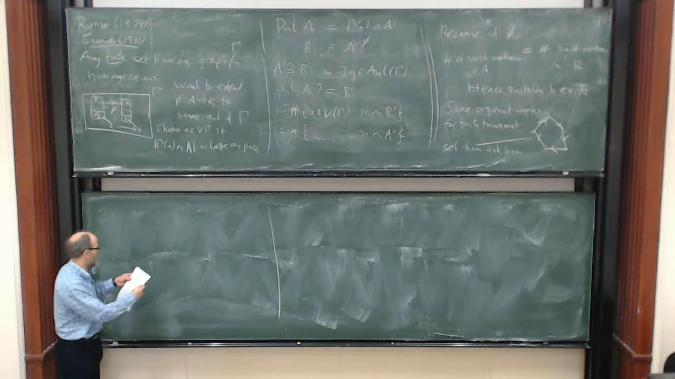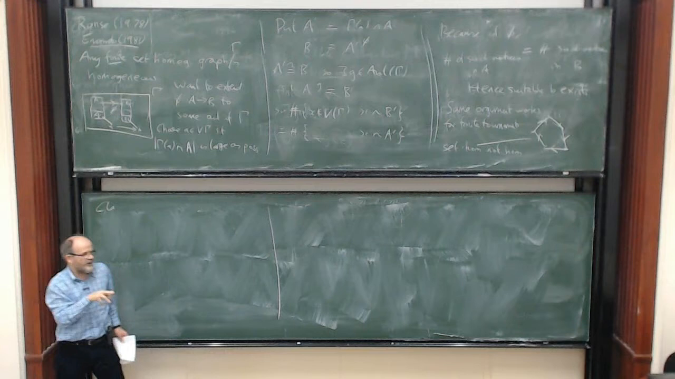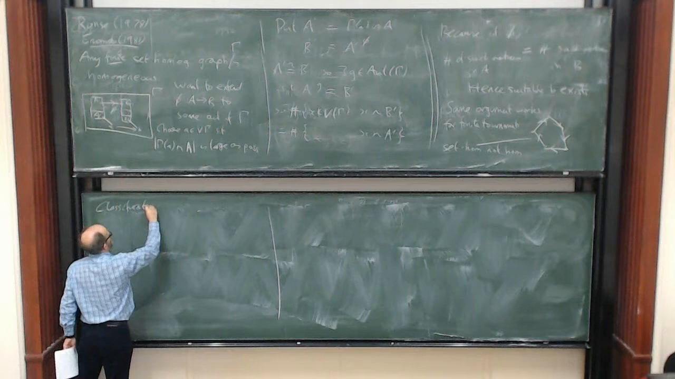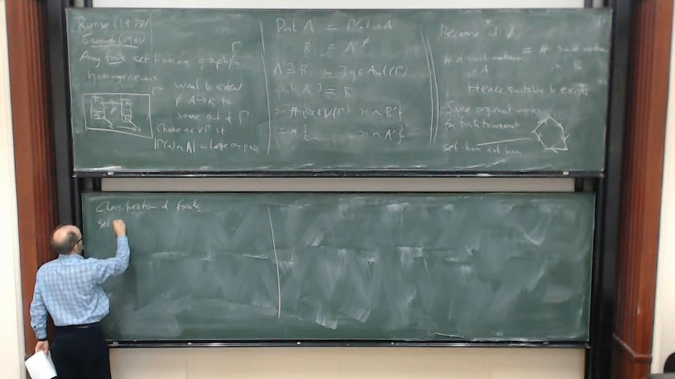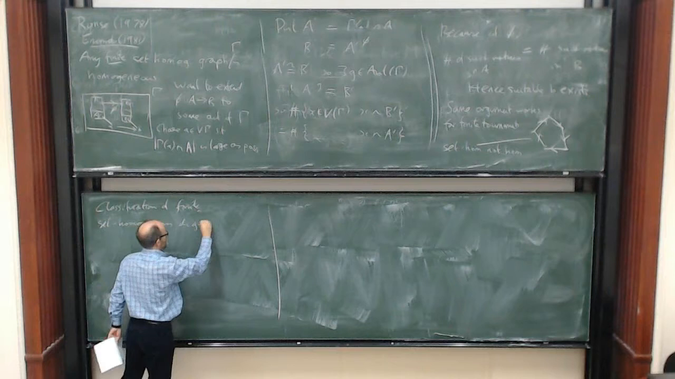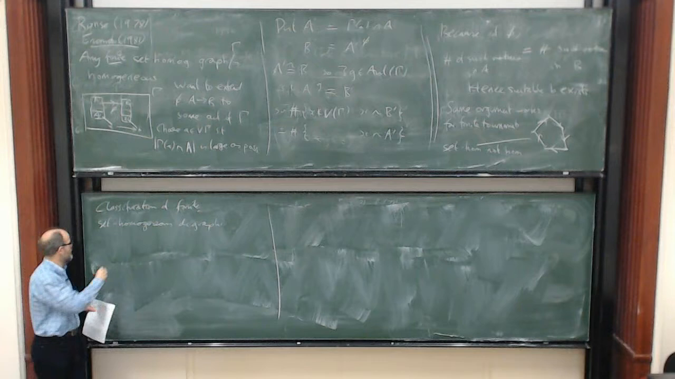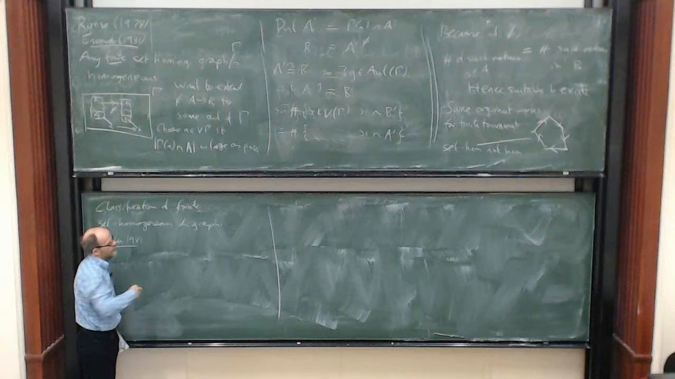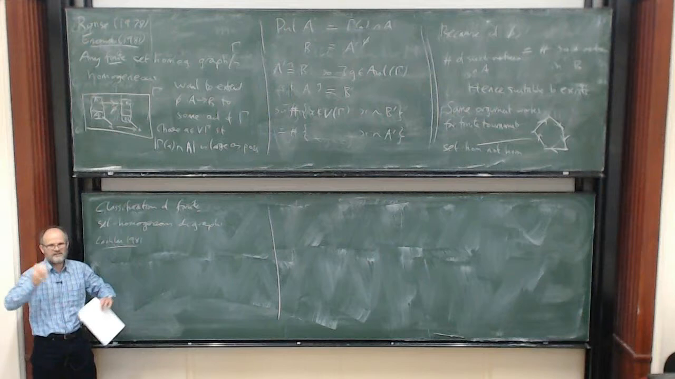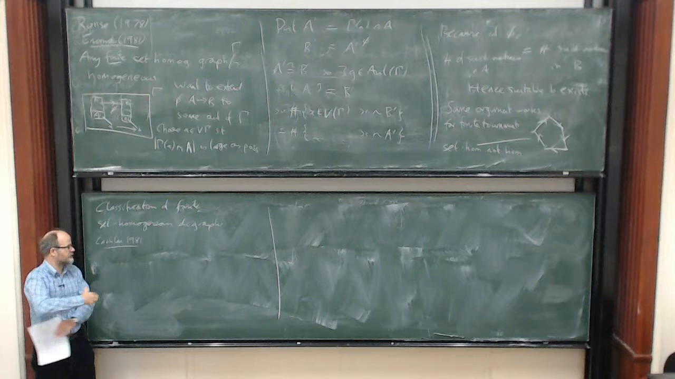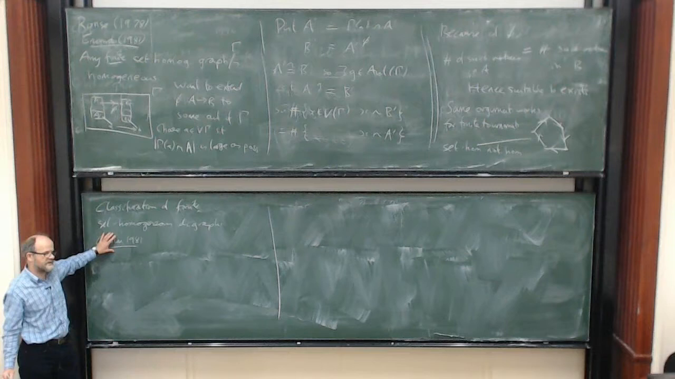So we have a class. This is the work with Bob Gray, Cheryl Praeger, Gordon Royle. We have a classification of finite set-homogeneous digraphs. So this is really revisiting a paper of Lachlan's from 1981. I guess this was when he was testing the waters for what the possibilities were of general results about finite homogeneous structures in a finite relational language. So he was getting classifications in simple languages. So he classified finite homogeneous digraphs in two situations.